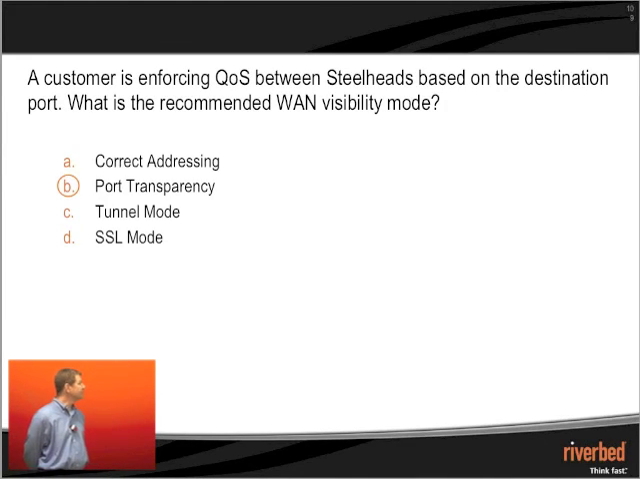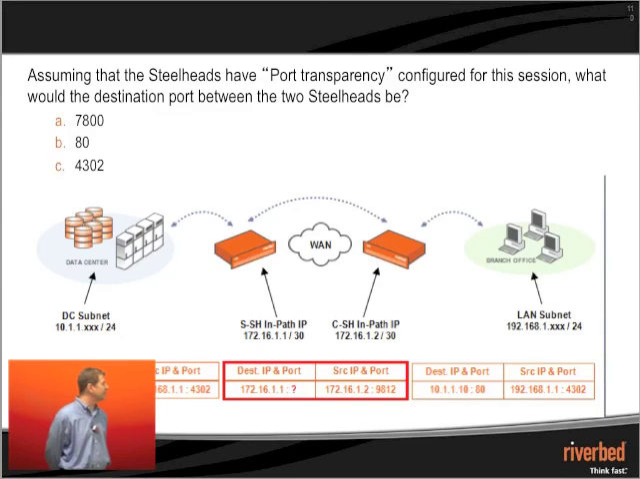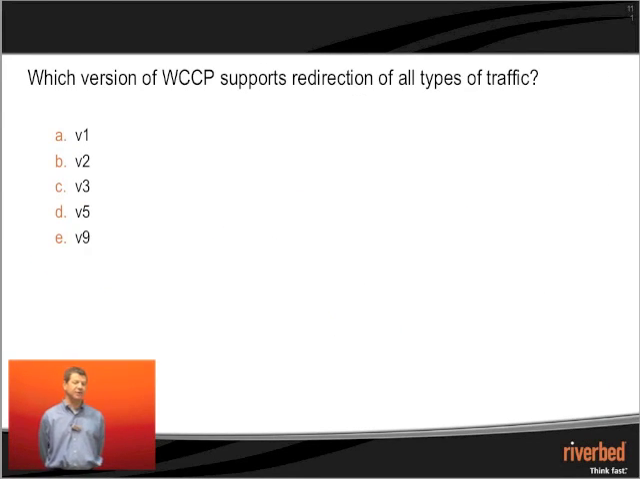Next, assuming that the steelheads have port transparency configured for this connection, what would be the destination port between the two steelheads? So remember, with port transparency, the port is preserved or spoofed. So since the outer channel is running traffic over port 80, the inner channel will as well. The answer is port 80. Next, which version of WCCP supports redirection of all types of traffic? WCCP version 1 supports redirection of port 80 traffic. WCCP version 2 supports redirection of all types of traffic. So your correct answer there is version 2.